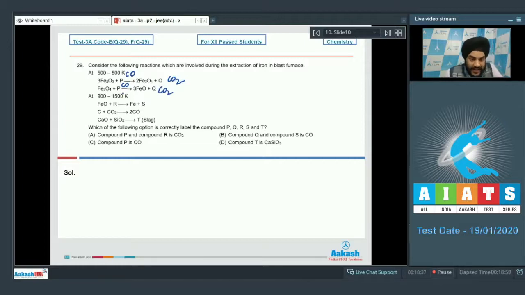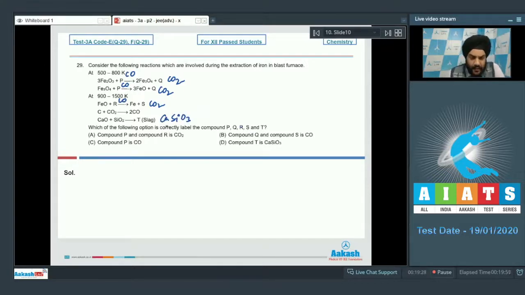If we talk about the higher temperature range, which is from 900 to 1500 Kelvin, we have FeO plus R giving us Fe plus S, and then C plus CO2 giving us 2CO, and then CaO plus SiO2 giving us T, which is slag. Okay, so if we talk about the 900 to 1500 Kelvin temperature range, students, the R has to be CO again, and the compound S has to be CO2. And the compound T has to be CaSiO3, which is the calcium silicate.